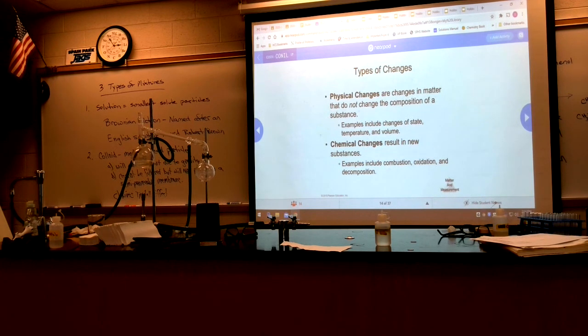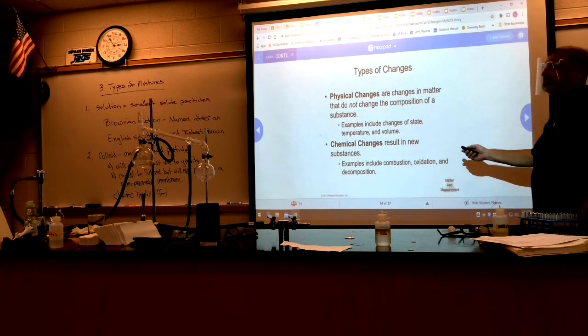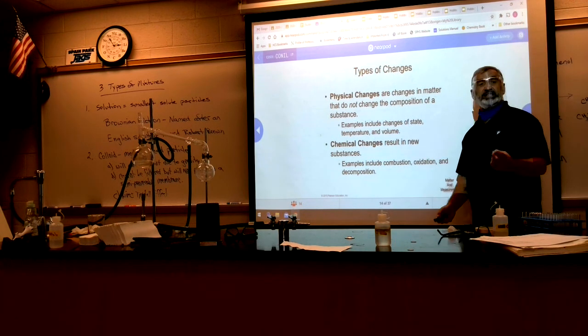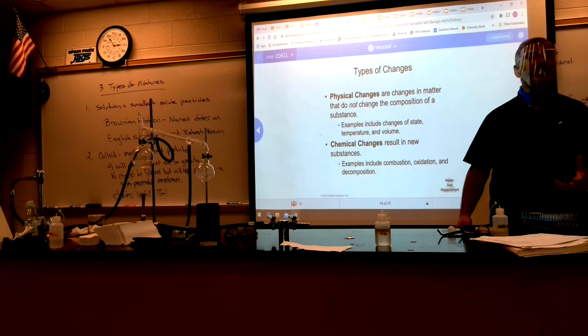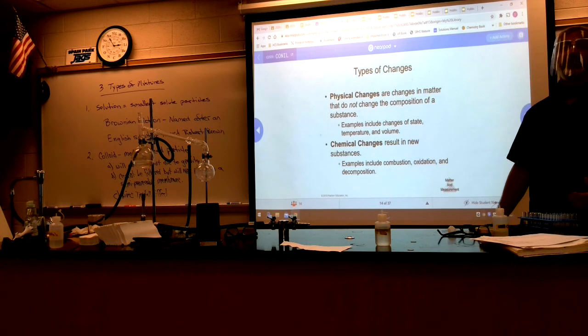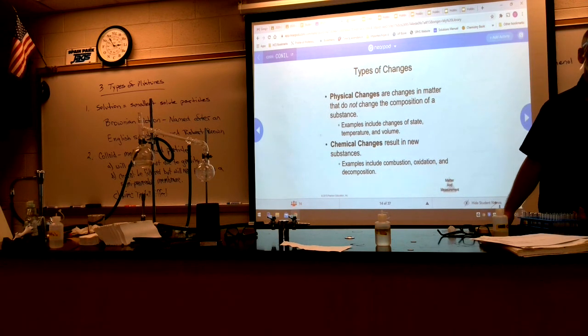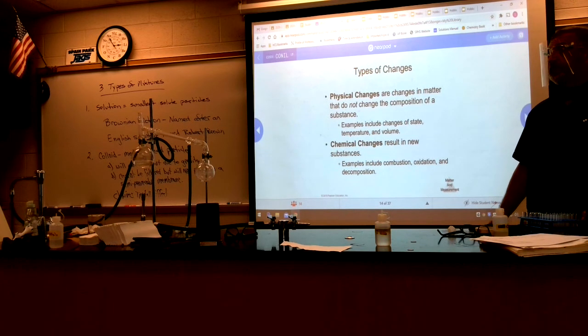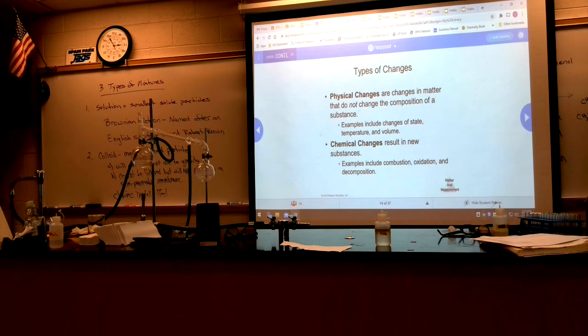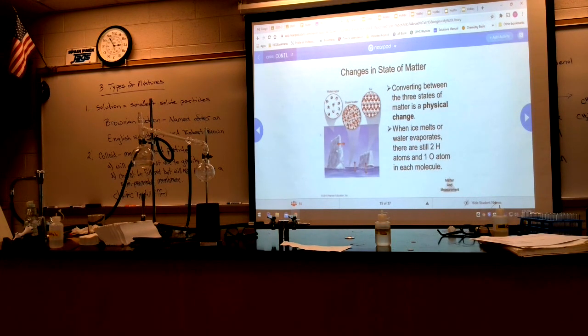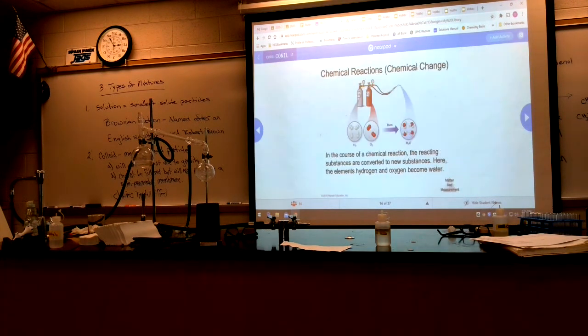Now, the biggest thing is change in state. Going from a solid to a liquid to a gas, ice to water to steam, is still H2O, so it's still a physical change. Dissolving sugar into water or salt into water, you can evaporate the water off, it's still going to be a physical change. Okay? So converting between the states is a physical change.